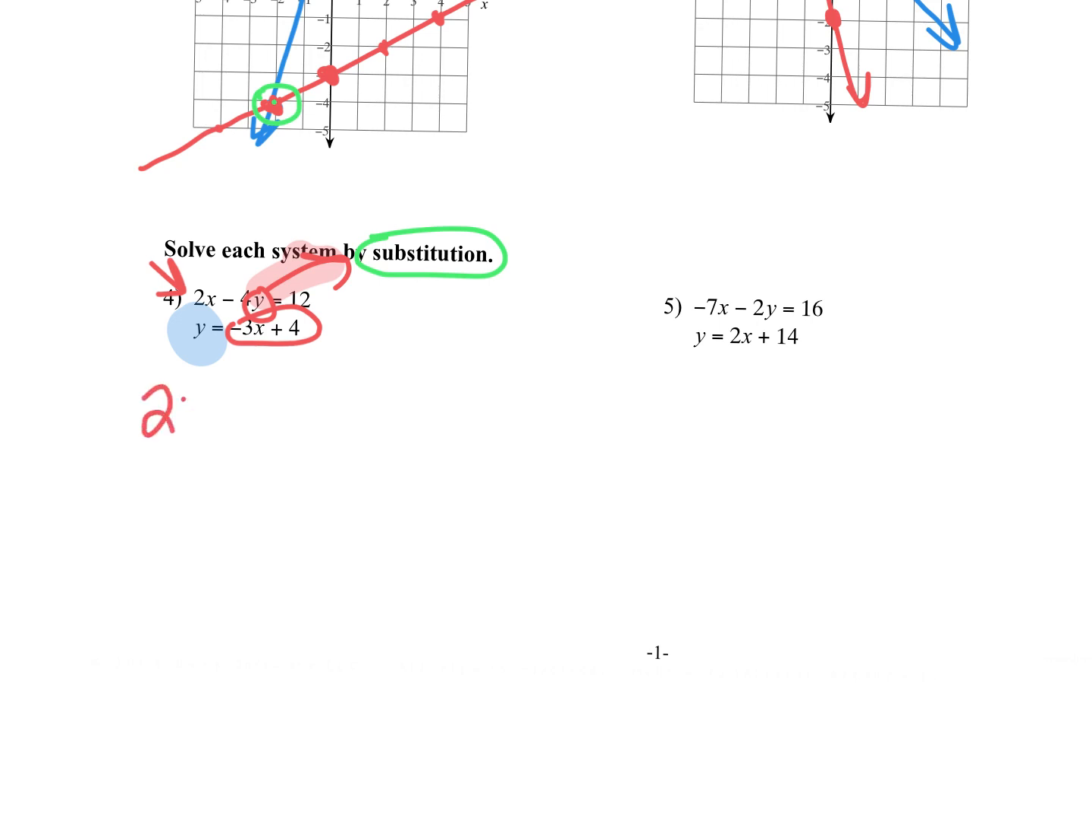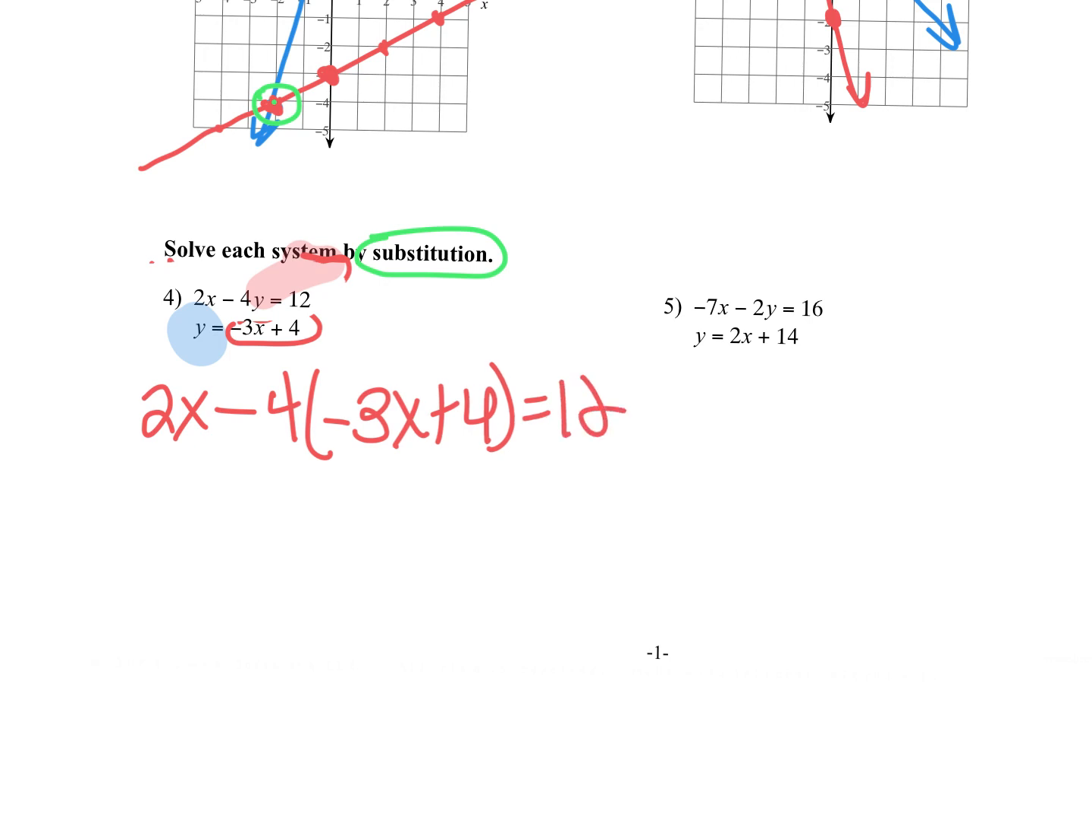So watch carefully. I'm going to say 2x, that top equation, minus 4, and instead of y, I'm going to put that negative 3x plus 4 equals 12. So again, all that we did here is we took out the y and we put in negative 3x plus 4 in its place. So we put that in for that.